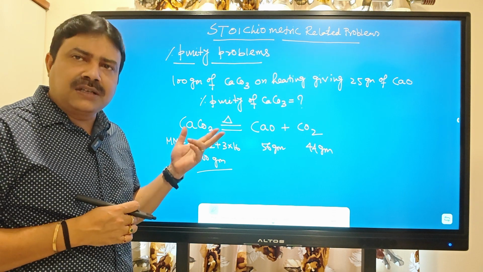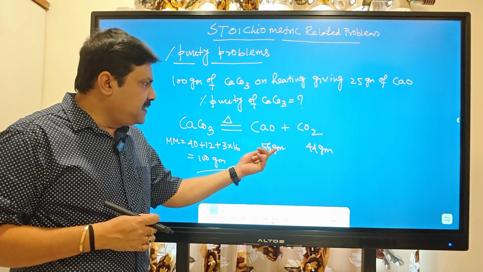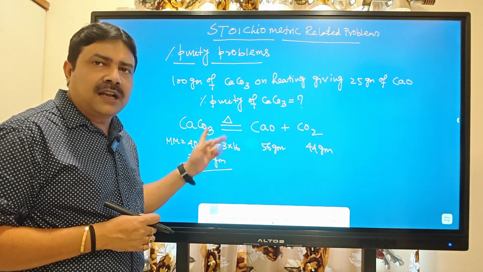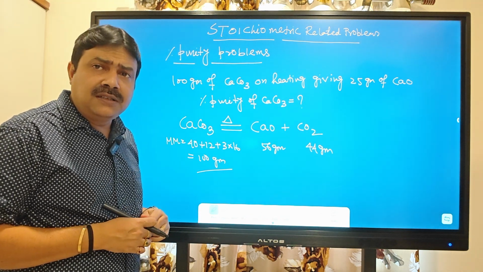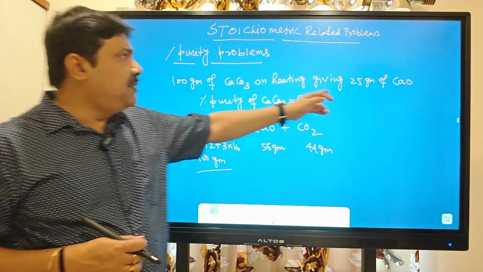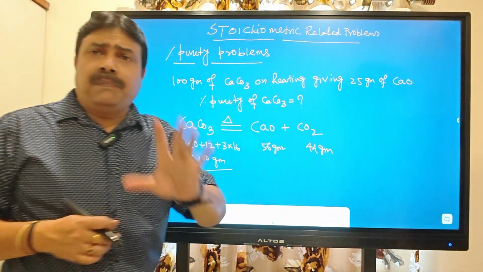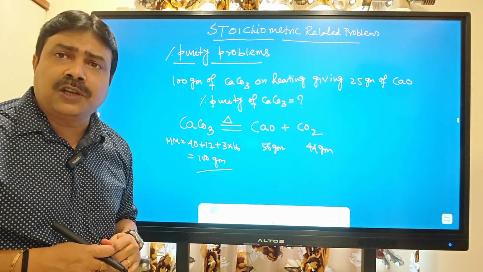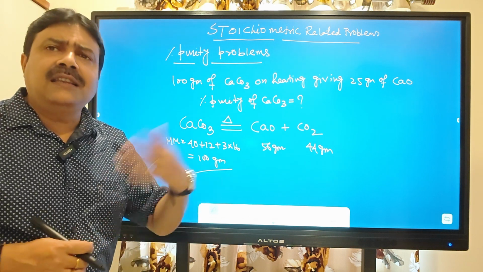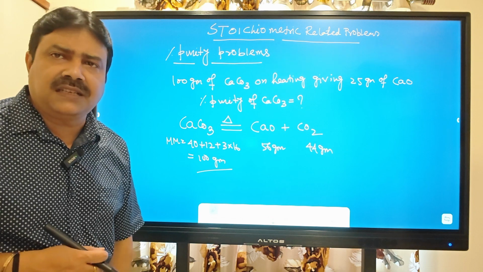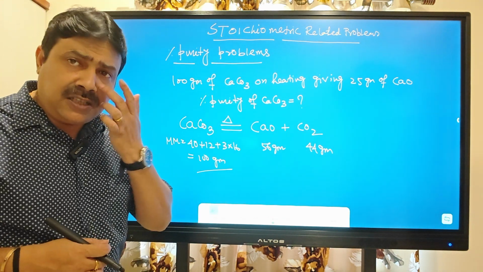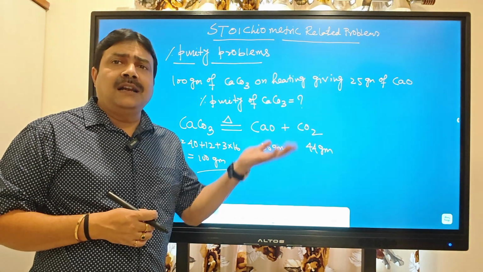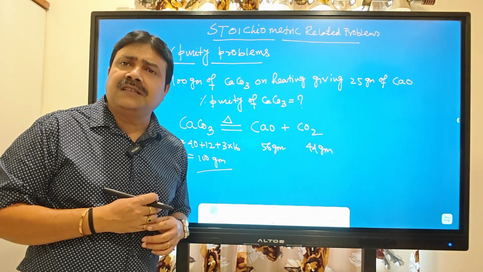Then I will take a reverse. 56 gram of calcium oxide originally used to come from 100 gram of calcium carbonate. But here you look, 100 gram is giving only 25 gram. That means some percentage of impure substance is there in 100 gram of calcium carbonate. We need to catch that, and then I need to convert that amount into a percentage. Then I will get the percentage of impurity, and 100 minus percentage of impurity is the percentage of purity.